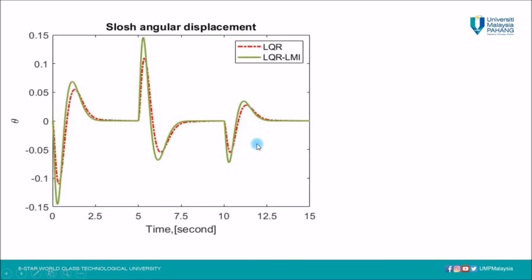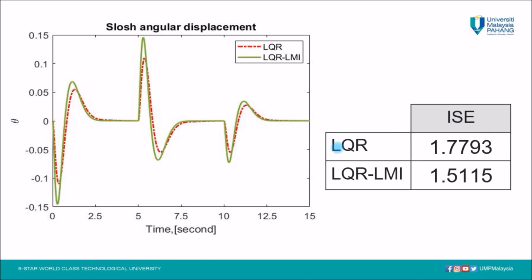While for the slosh motion, it can be observed that both approaches yield a small oscillating signal, although LQR illustrates a smaller signal than LQR-LMI. Thus, we analyze the system performance in terms of ISE. It can be found that LQR-LMI produces a smaller value, which determines LQR-LMI is the better approach to be applied in order to minimize slosh angular motion while the cart is moving compared to regular LQR.